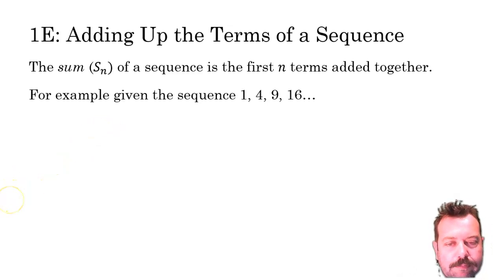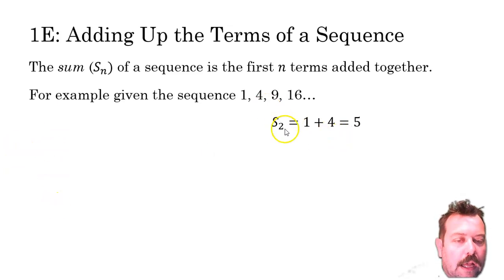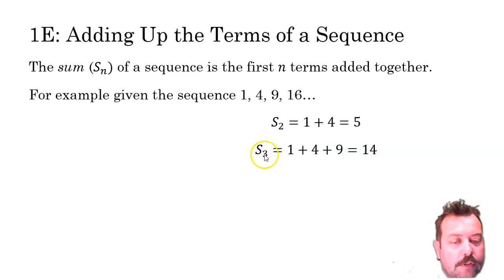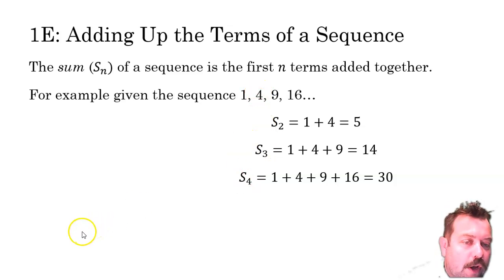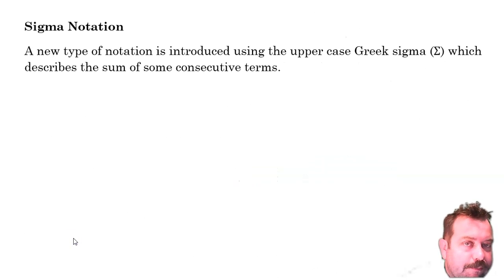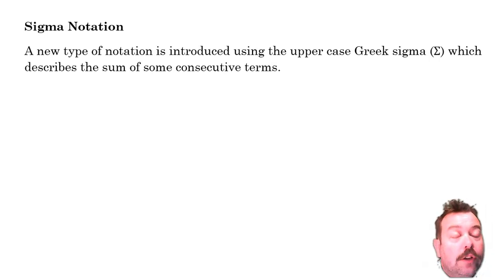And here's an example. If I've got the sequence 1, 4, 9, 16, then the sum to two terms, the sum of the first two terms, is 1 plus 4 equals 5. The sum to three terms is 1 plus 4 plus 9 equals 14. The sum to four terms is 1 plus 4 plus 9 plus 16 equals 30. That's the sum of n terms of a sequence. I do need to have each of those terms so that I can add them together.